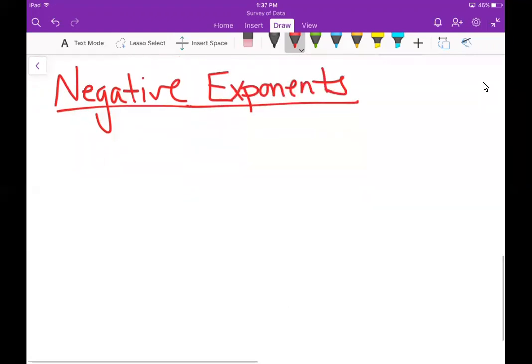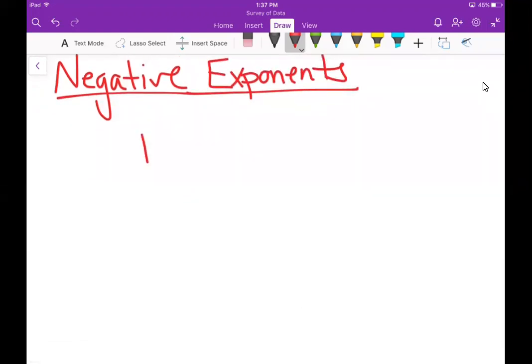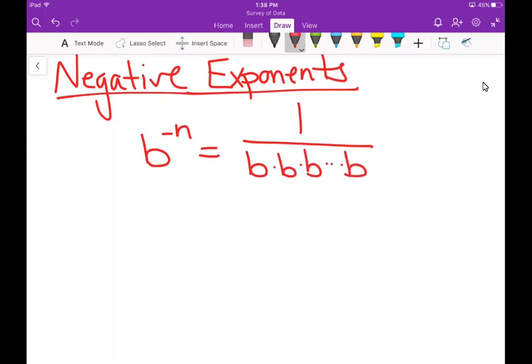So we need a definition for this. If we have a negative exponent, the main thing here is that this does not make the number negative. The only thing that can make the number negative is when the negative is connected to the base. This negative is connected to the exponent. And what it means is that instead of doing repeated multiplication, you are doing repeated division. You are dividing by that base now, however many times that the exponent tells you.